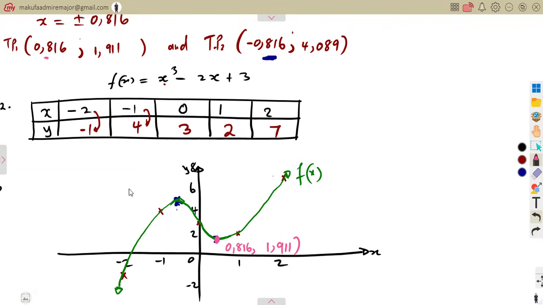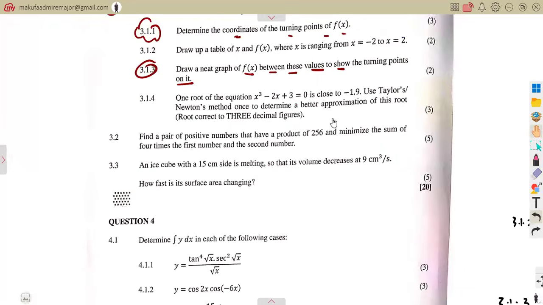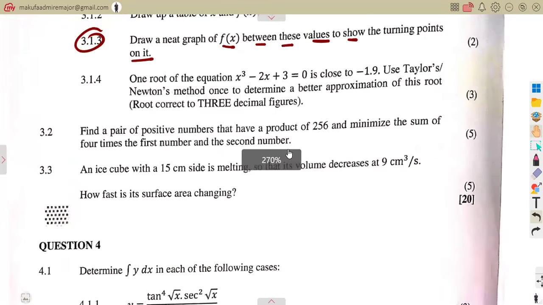Then the negative one, that's negative 0.816 as to 4,089. So that's our other turning point. So these are the most important to indicate. According to our question, they wanted you to show these values, show the turning points on it.